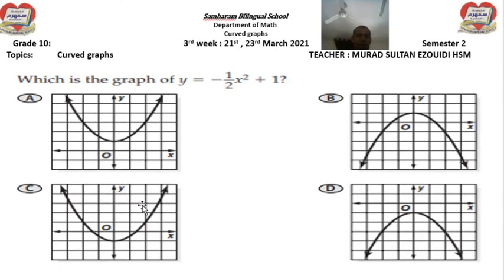Another question: which is the graph of y equals negative 1 over 2 x squared plus 1? See first whether the coefficient of x squared is positive or negative. It will be negative 1 over 2, so the curve should open downwards and has a maximum.